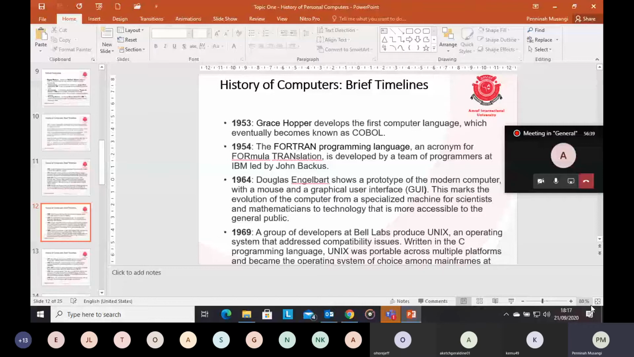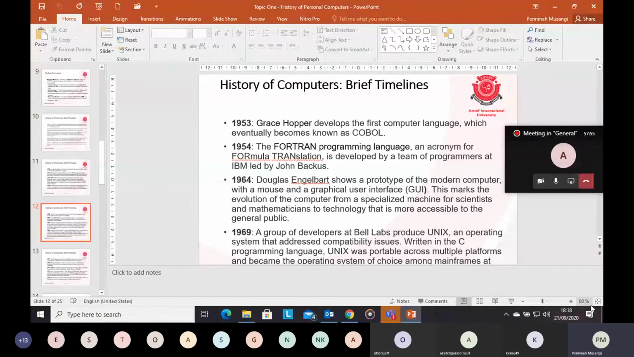1964, Douglas showed a prototype of the modern computer with a mouse and a graphical user interface. So previously, computers did not have peripherals like a mouse, like a keyboard, and all that. So the way of navigation was very tricky. But now, in 1964, Douglas brought in a prototype, and a prototype is a model of how the modern computer would look like when it has a mouse and it has a graphical user interface, which now helps people to navigate.